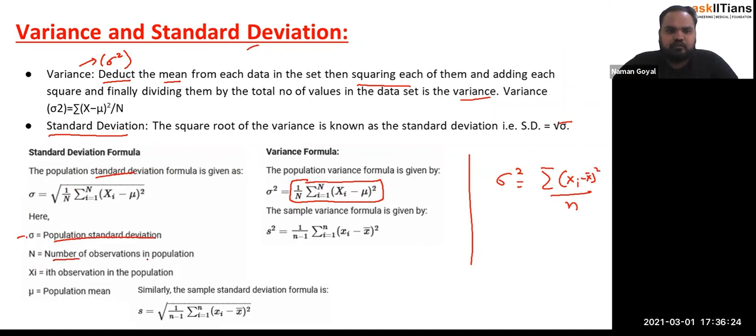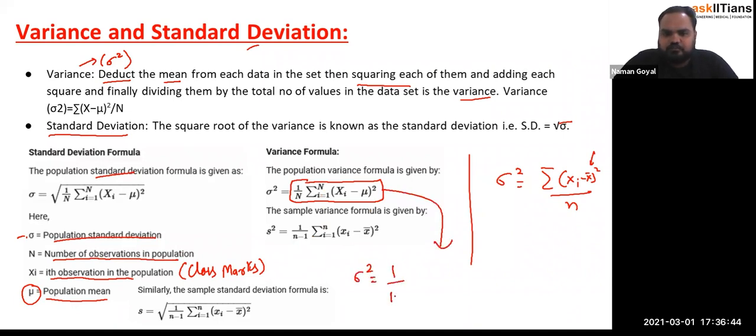N is the number of observations in the population. Xi is the ith observation in the population, which is also known as class marks. And mu is the mean. Here I take the mean as x bar. So if I rewrite this formula, it will be sigma square is equal to 1 upon n summation i equals 1 to n, capital N. If I take capital N here, then you can take capital N. So it will be xi minus x bar whole square.